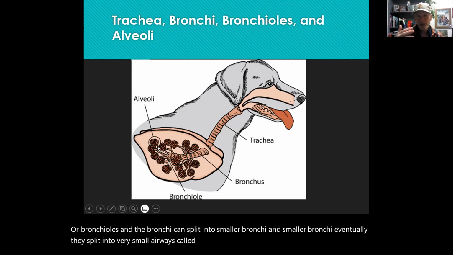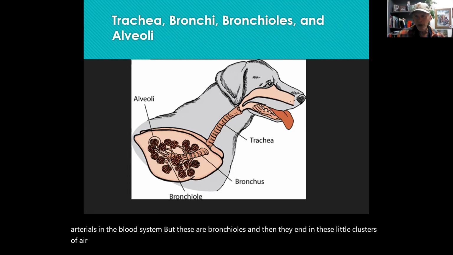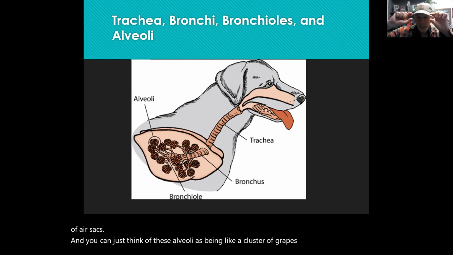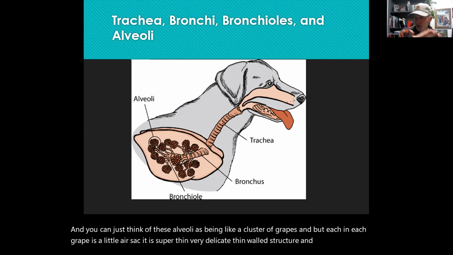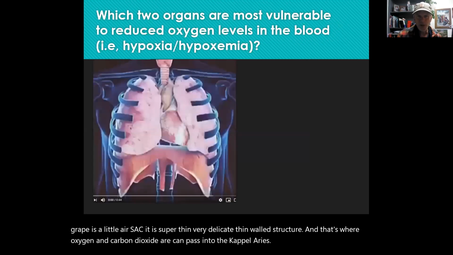You can think of them as being like the arterioles in the blood system, but these are bronchioles, and then they end in these little clusters of air sacs called alveoli. You can just think of these alveoli as being like a cluster of grapes, but in each grape is a little air sac. It is super thin, a very delicate, thin-walled structure, and that's where oxygen and carbon dioxide can pass into the capillaries. But you'll see that more later.